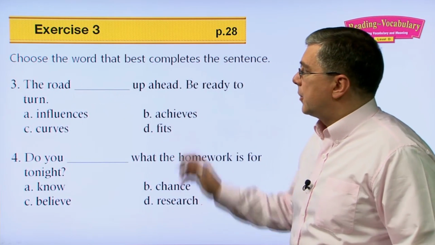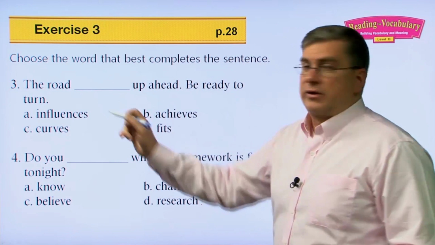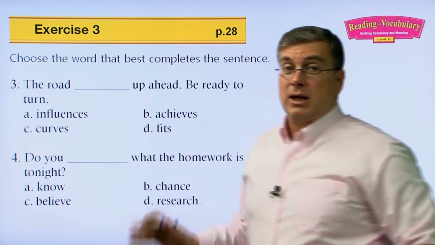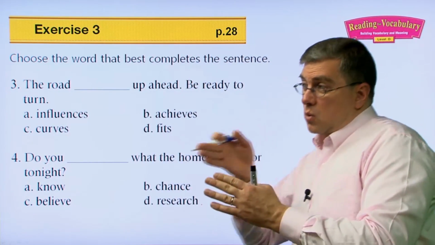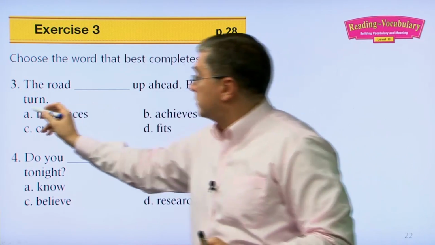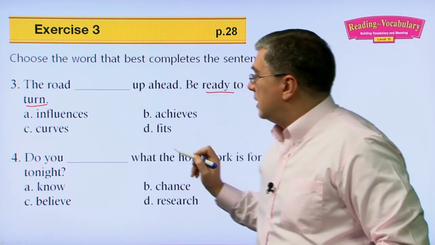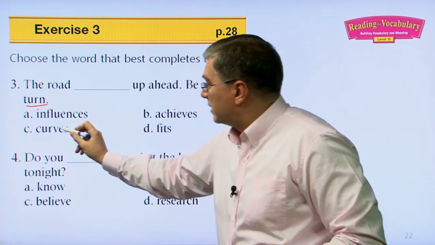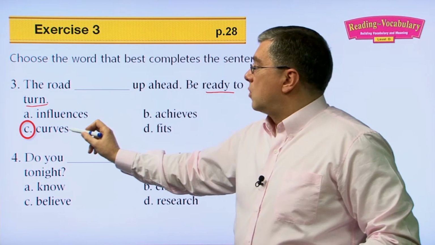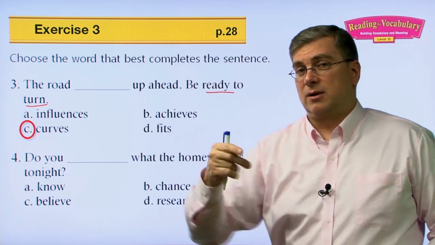Okay, number three. The road, beep, up ahead. Be ready to turn. Remember when I talked about this? I said if the road is straight, you don't have to be so careful. But if the road does this, you have to be ready to turn, right? So what does the road do? Does the road influences? Does it achieves? Does it curves? Does it fits? The road, of course, curves up ahead. The road curves, so be ready to turn.